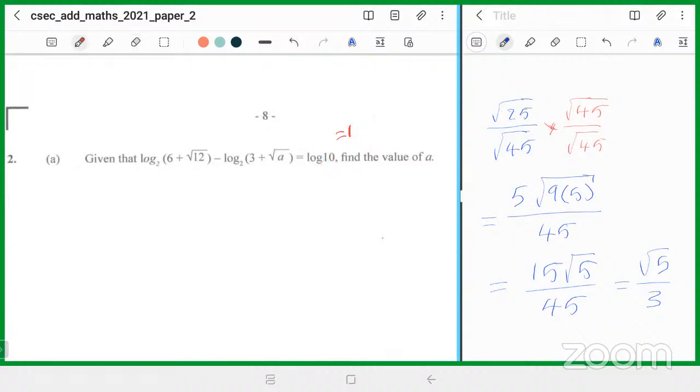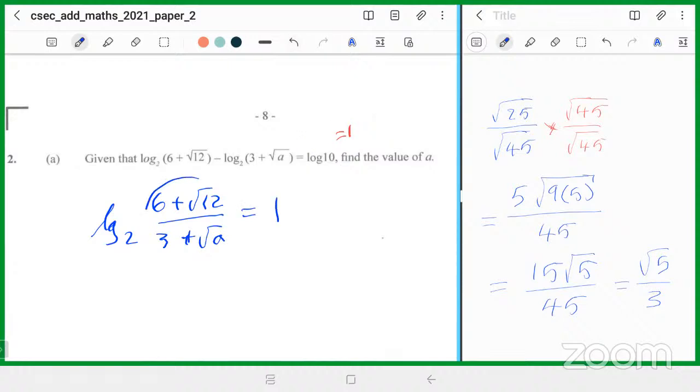And this again is a minus, and so we're taking the quotient. So we get another chance to do the same question. And that's the beauty about AdMaths. They keep repeating the questions. That's why you're not supposed to fail it. So this expression, it's a subtract, so we're taking the quotient. It becomes log to base 2 of this divided by that. So it's 6 plus root 12 divided by 3 plus root a. And that again is equal to 1. And I just said it.